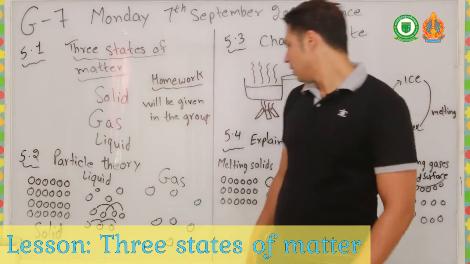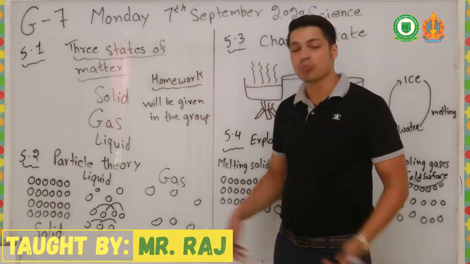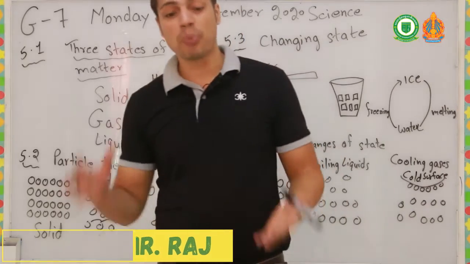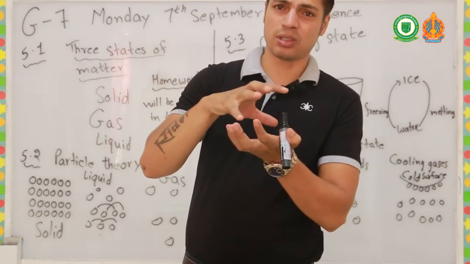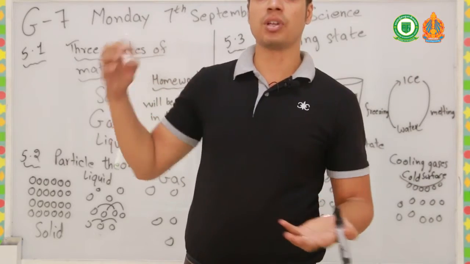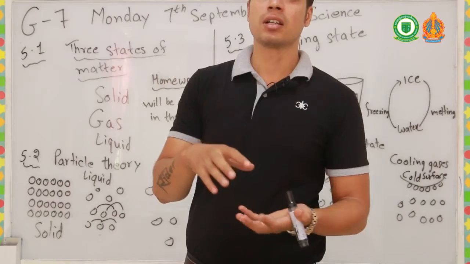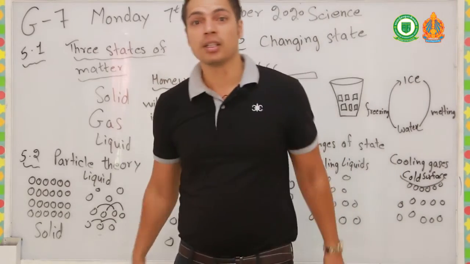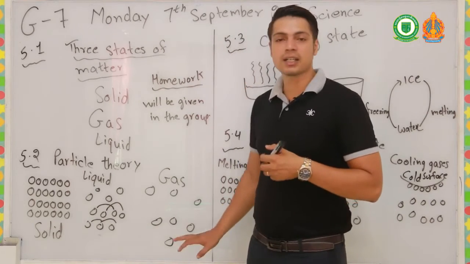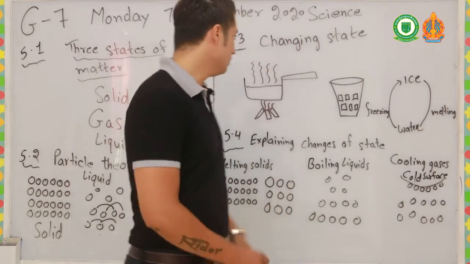In a gas, the particles move freely. They have no attractive forces. That's why you can compress a gas into a little box. But if you take off the lid, you can see the gas everywhere. Compress means you can squeeze the gas into a little box, because the particles can move freely and have no attractive forces.